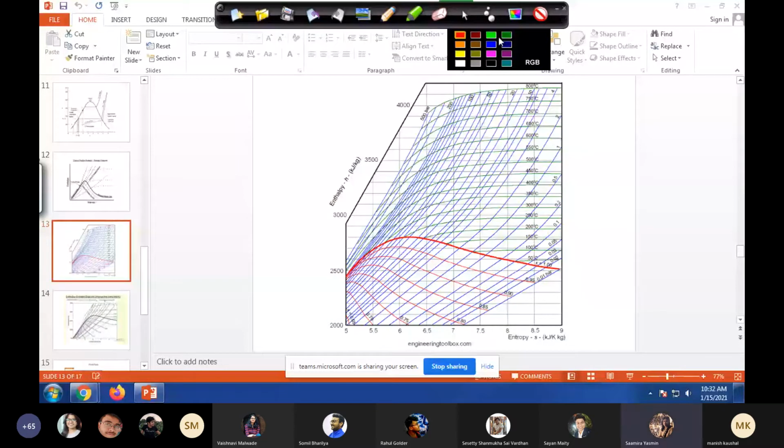I was selecting my pen, so that's why I took a pause.